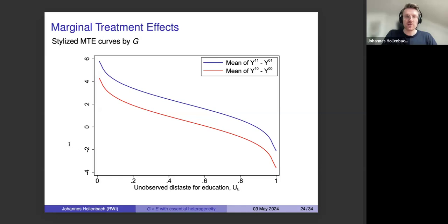And what you would then do is estimate these marginal treatment effect curves. They will not always look as nice as here. And you would then simply compare vertically these two lines and basically be able to calculate at any point of distaste the right gene-environment interaction effect.